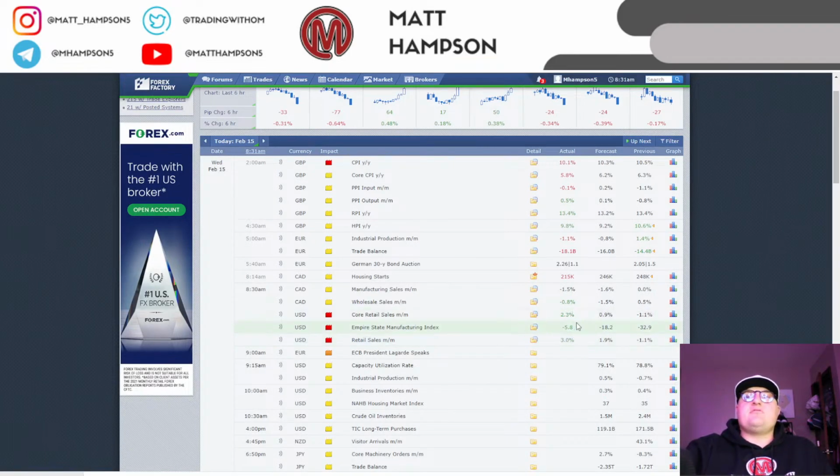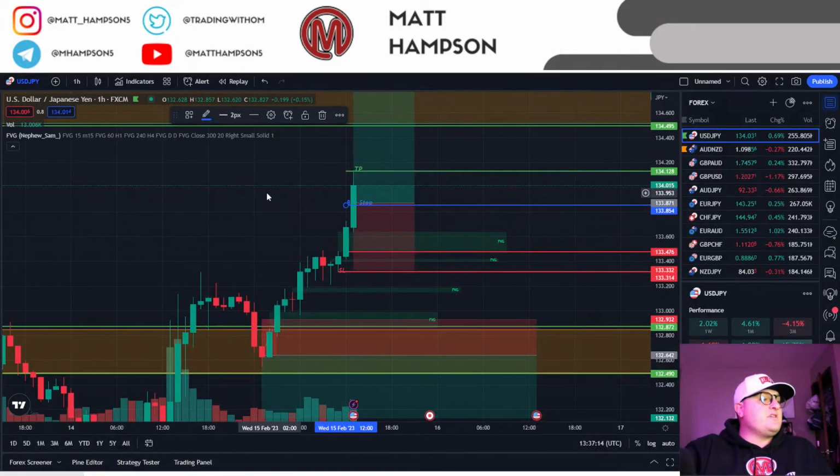2.3 is much higher than 0.9. Negative 5.8 is much better than negative 18. And 3% is much better than 1.9%. So all of these came out with positive correlation for the US dollar. So because of that, we're in a buy.